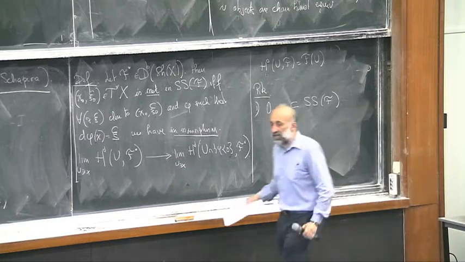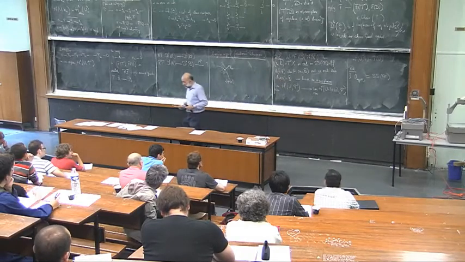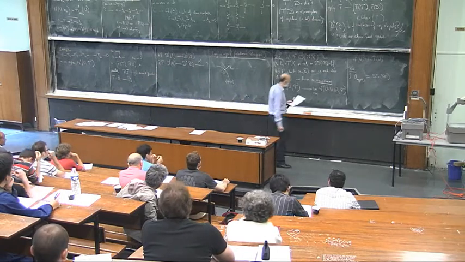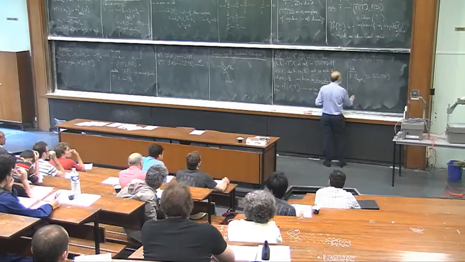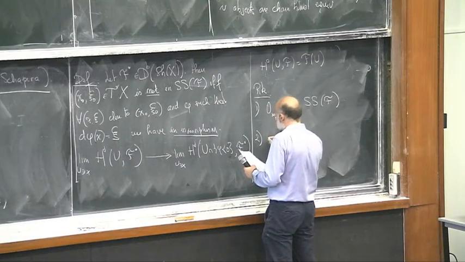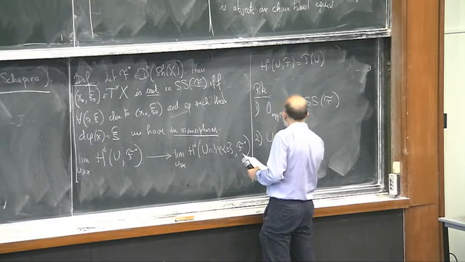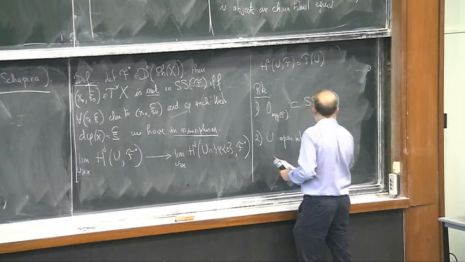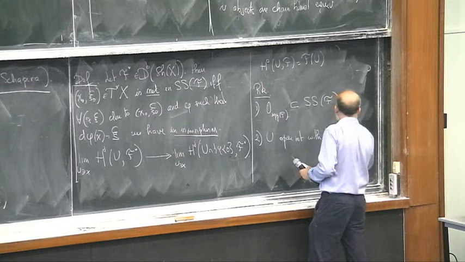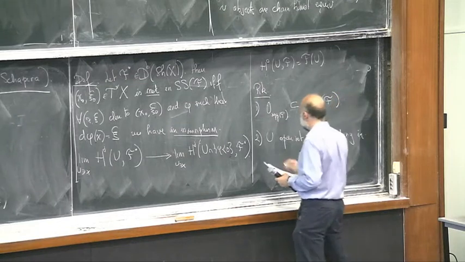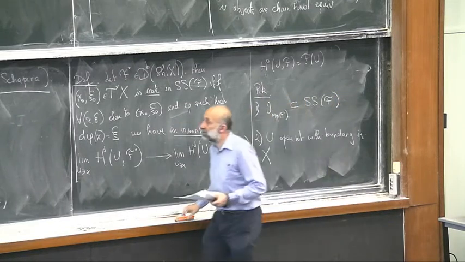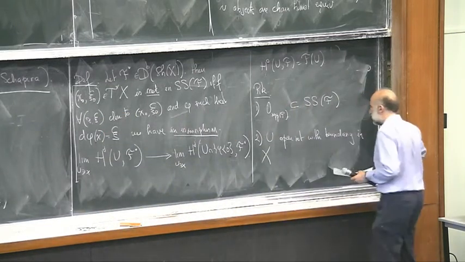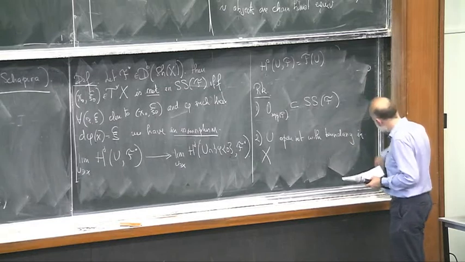That's one thing. And then let me, in the last 5 minutes, try, well, I certainly will state examples. So if U is an open set with boundary in X, there's not enough space to write something important.